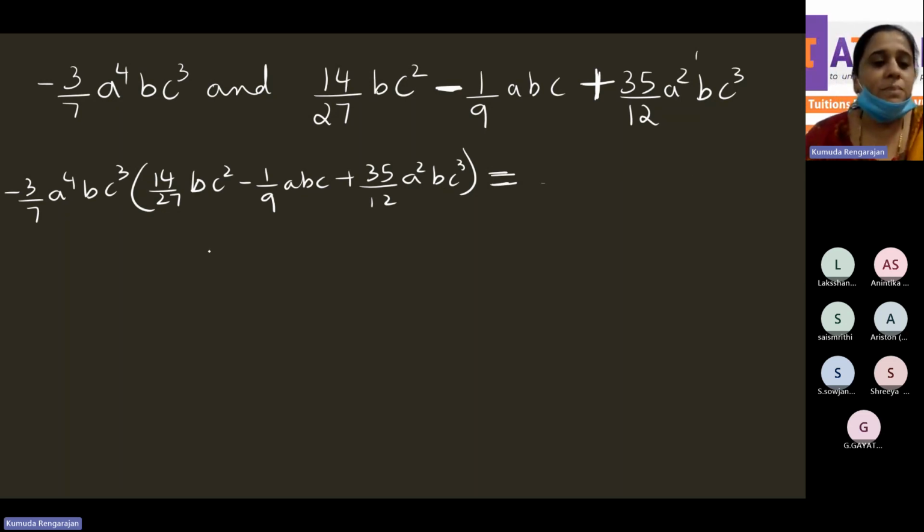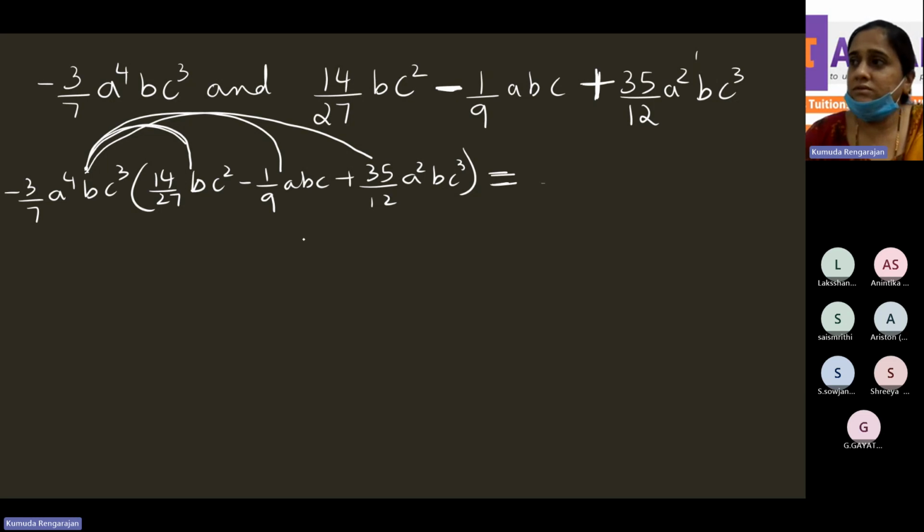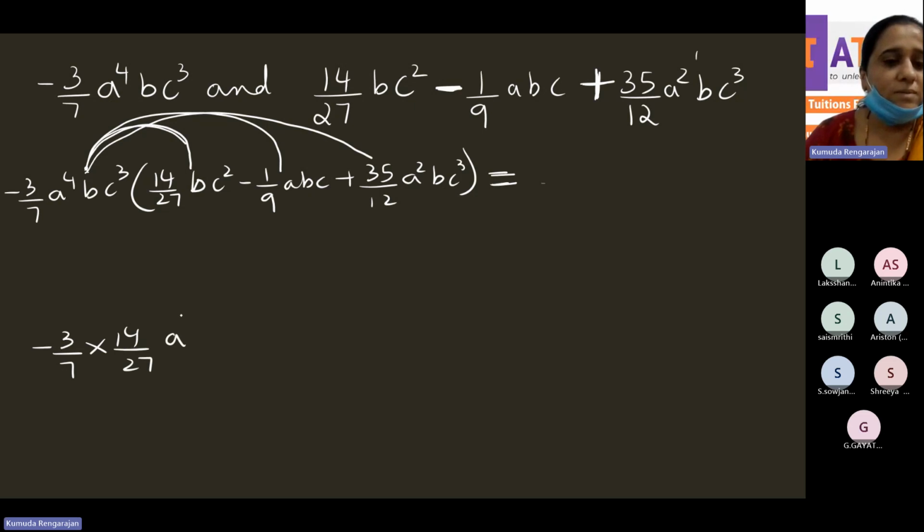All right, so now we need to multiply this term. You need to multiply this monomial with the first term in the trinomial, then with the second term, then with the third term. To multiply 2 terms, we multiply the signs, then the numbers, and then the literals. So you can use a rough column. Minus 3 by 7 into 14 by 27, a to the power 4, b to the power 1 plus 1, 2.